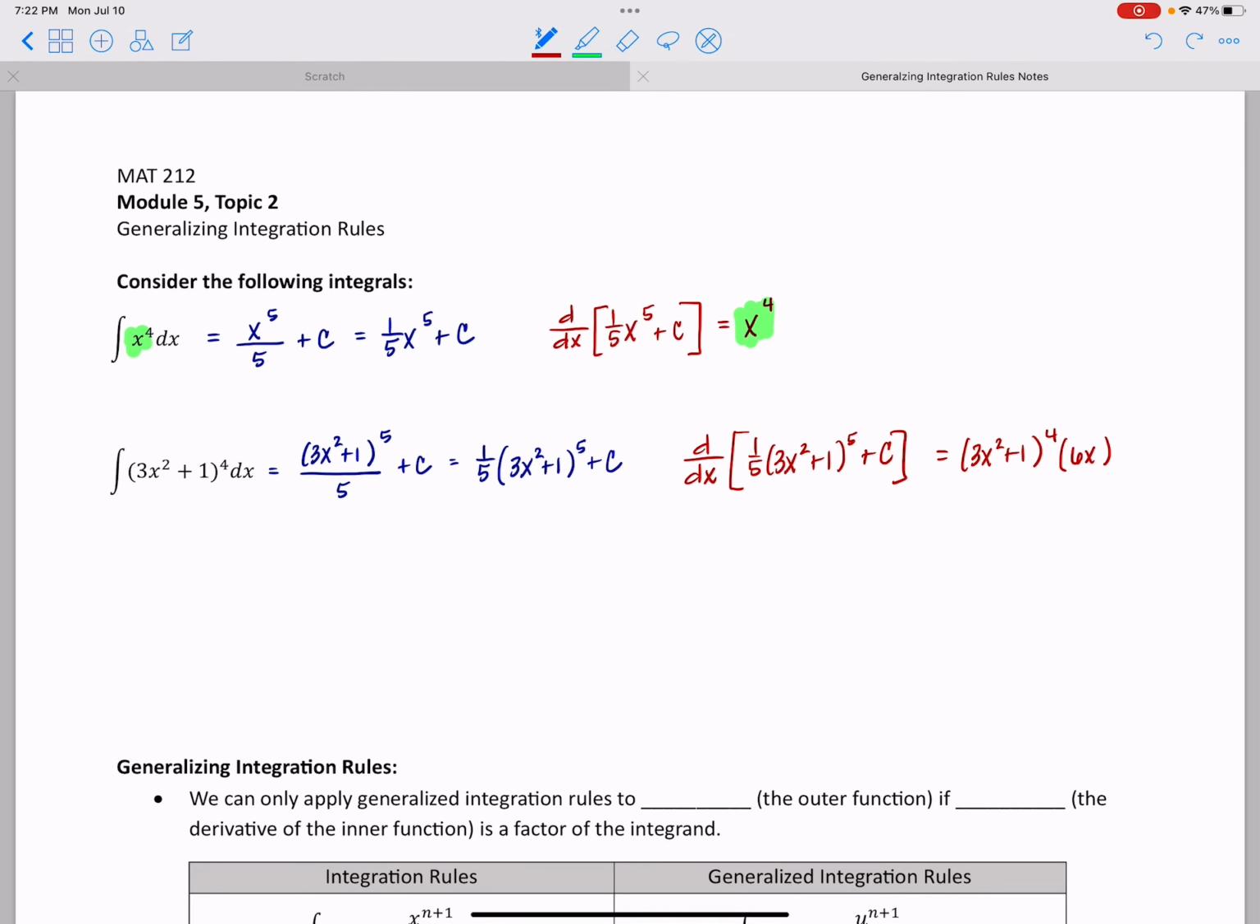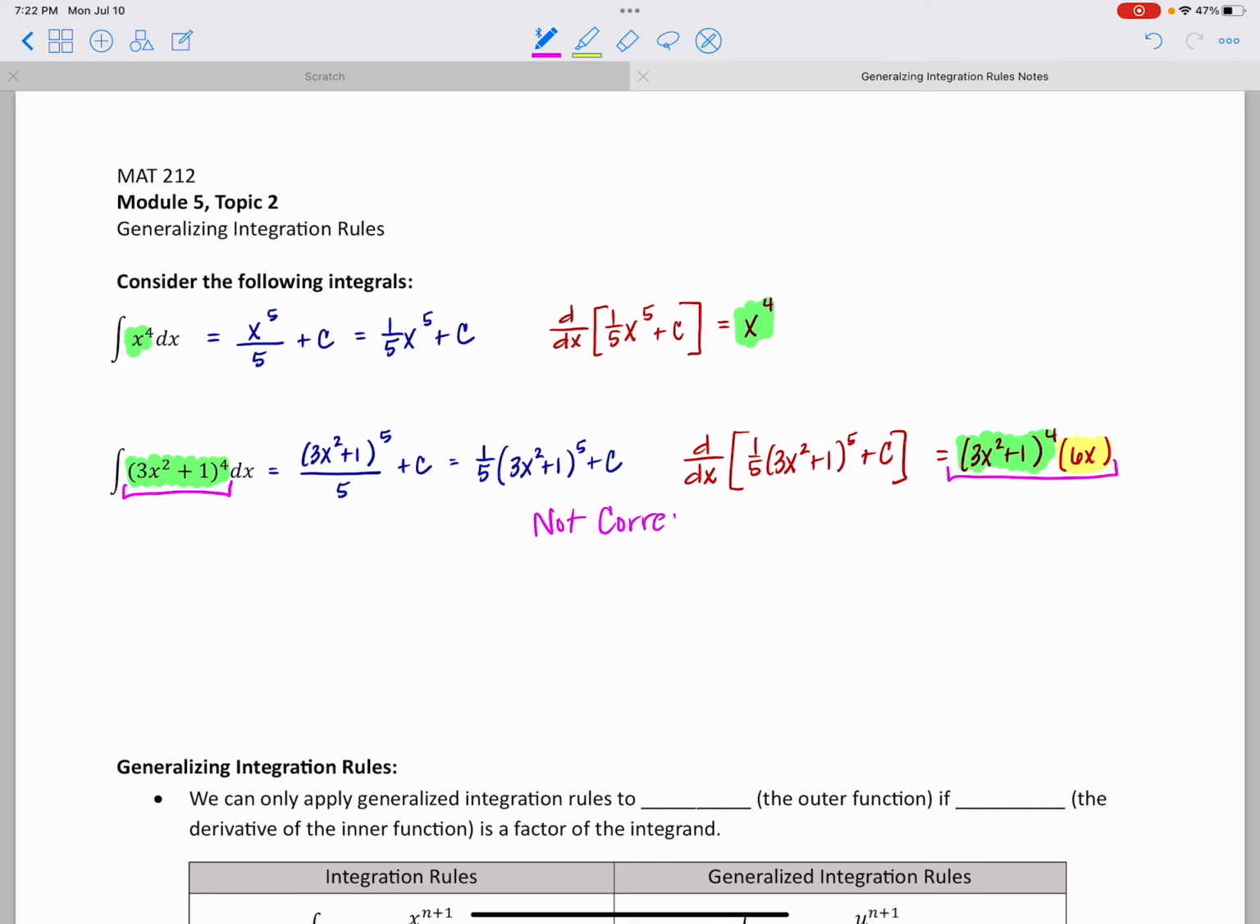Now if I go back and compare, we're close, but we're not quite correct here. The 3x squared plus 1 to the fourth power, that is in our integrand, but this factor of 6x is missing. The derivative of that inner function isn't there, which means this isn't correct. If I take the derivative of my antiderivative and I don't get back exactly what I started with in that integrand, then I did not integrate correctly. So since this does not match this, this is not correct.